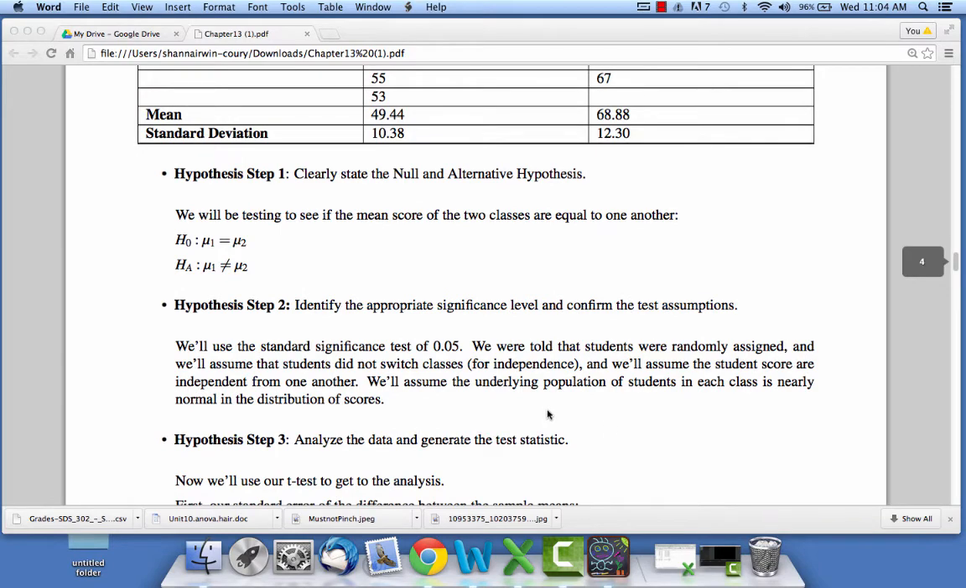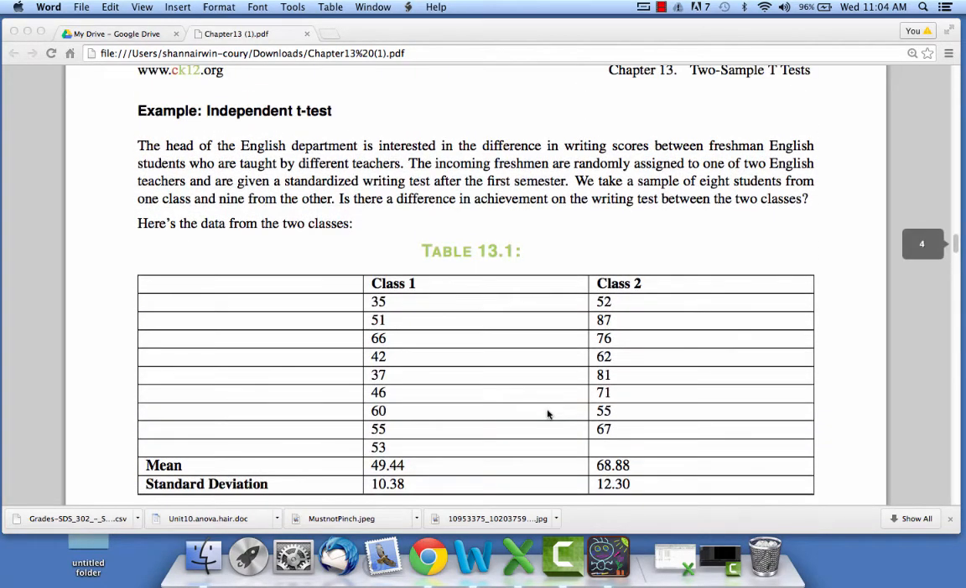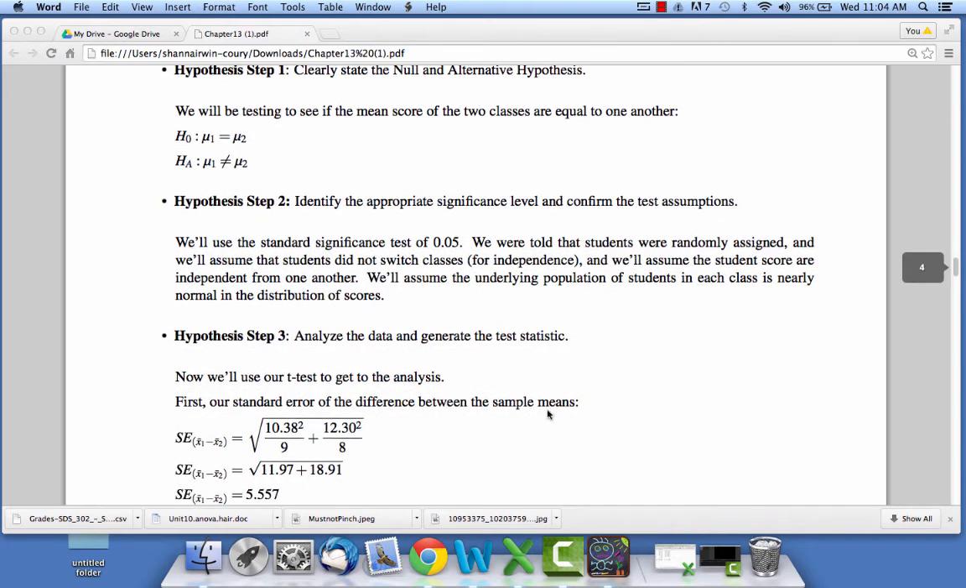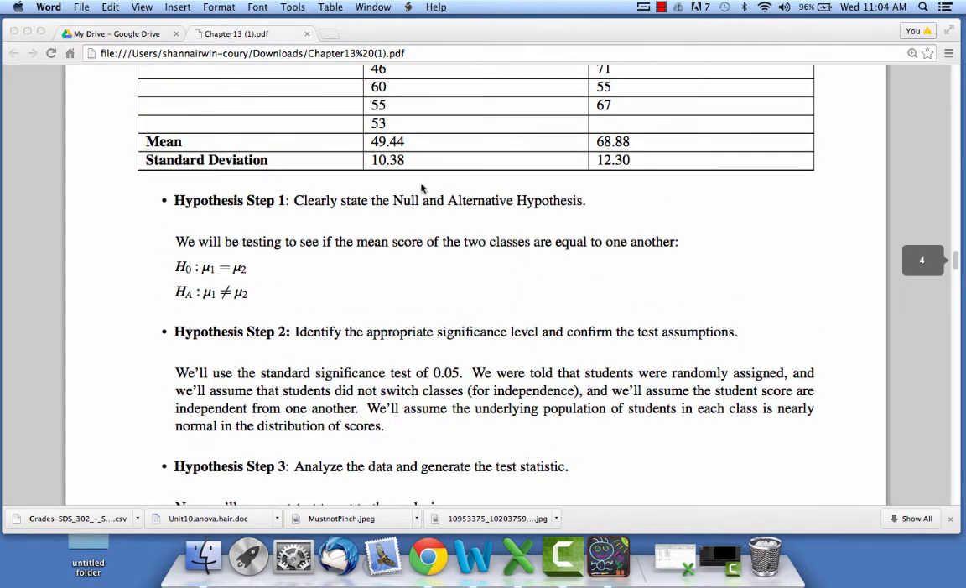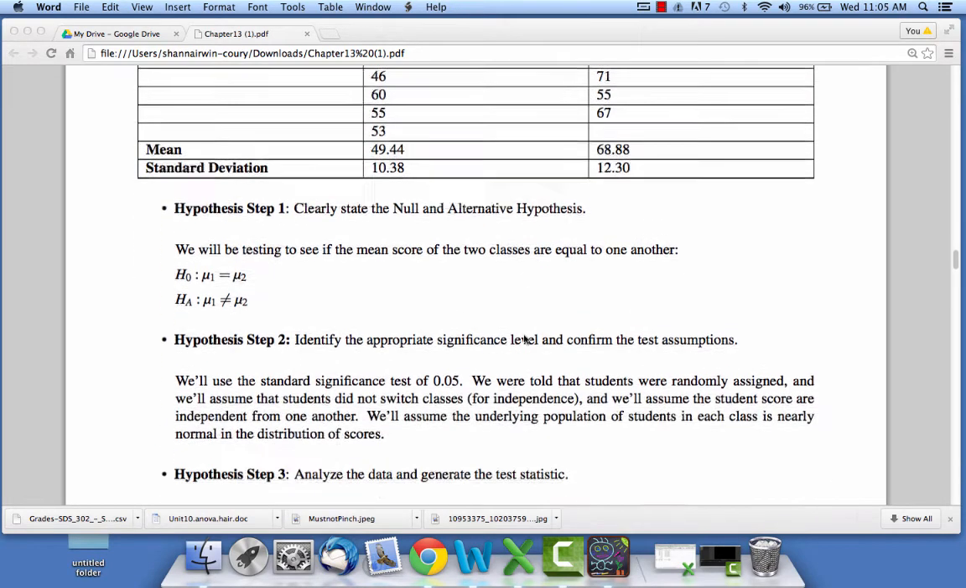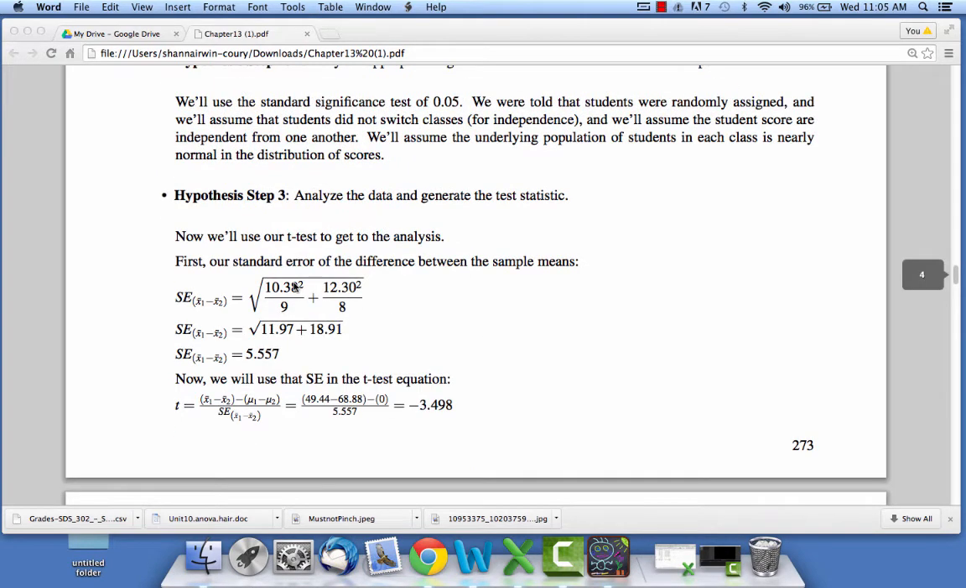Okay, so we want to get the significance level. I don't know if it was ever given, so we'll use 0.05 because we weren't given anything else. Okay, so here's the standard error. They've got the standard deviation from the first group and the standard deviation from the second group. This one had 1, 2, 3, 4, 5, 6, 7, 8, 9, and so this one had 8. So they square the first one, divide by 9, square the second one, divide by 8. Take the root. They get 5.557.